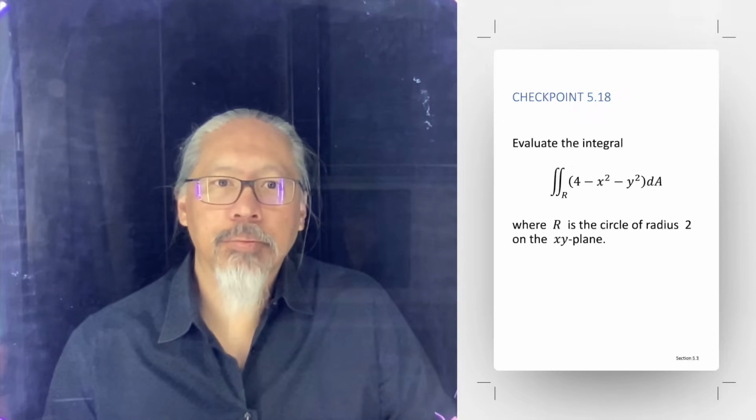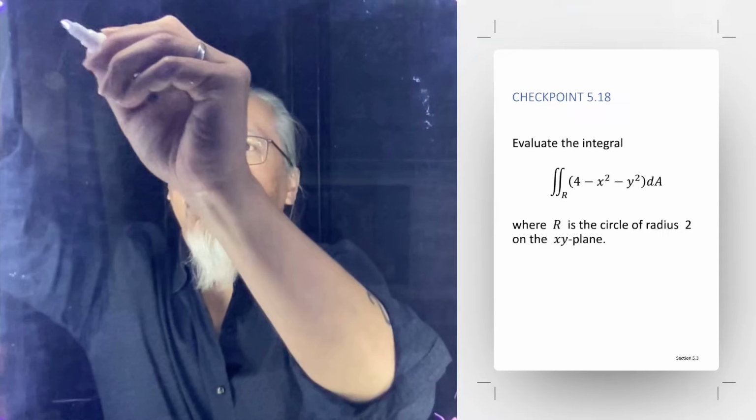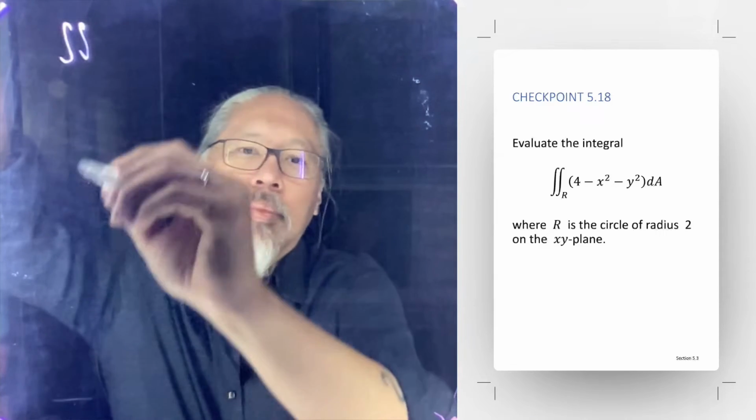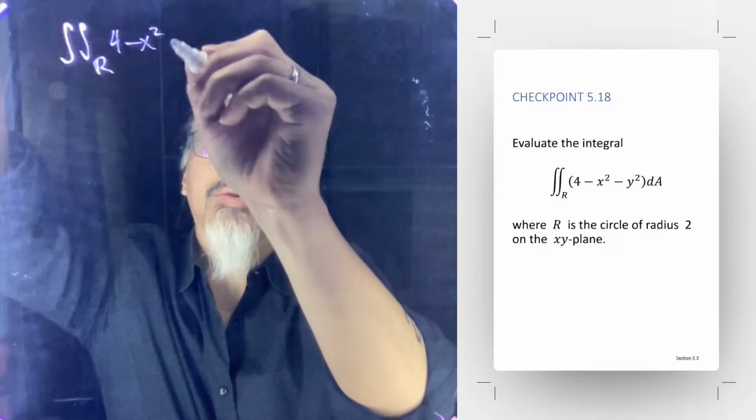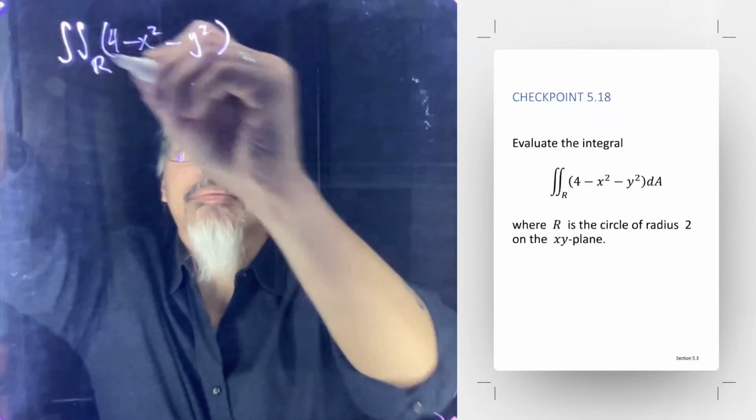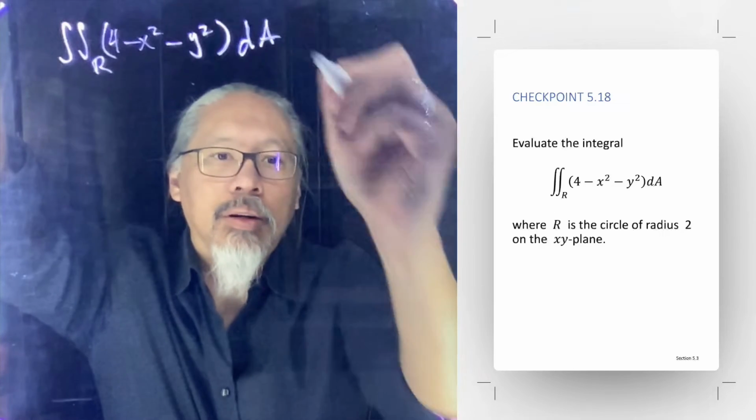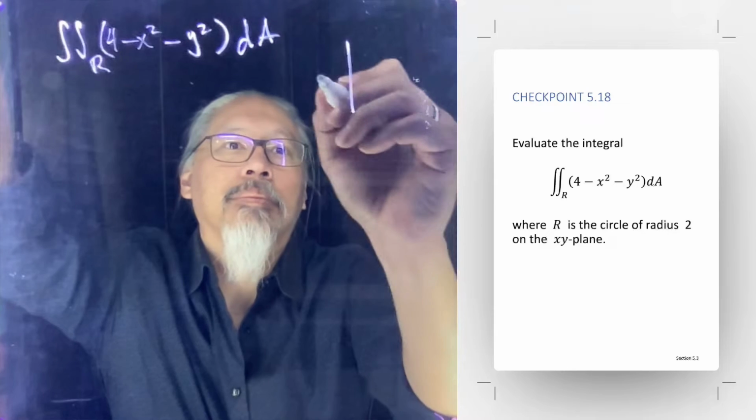Hello, we're doing checkpoint 5.18. They want us to evaluate this double integral over a region R, 4 minus x squared minus y squared dA, where R is a circle of radius 2 on the xy plane.